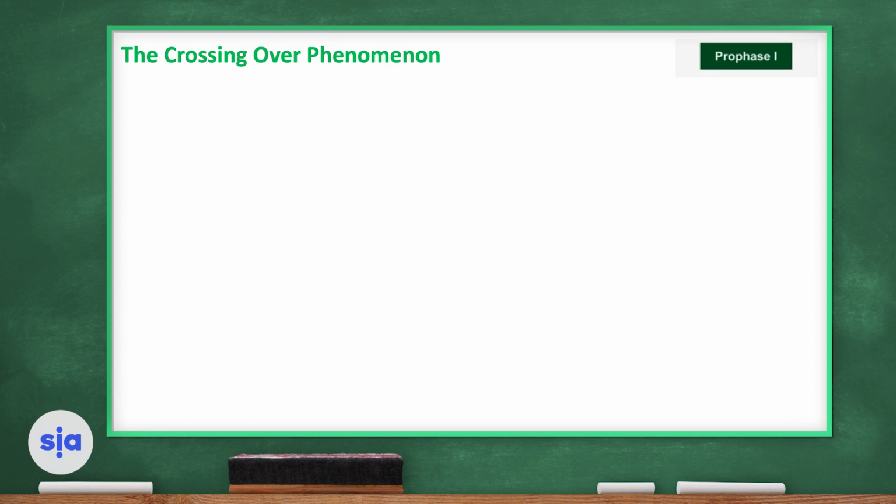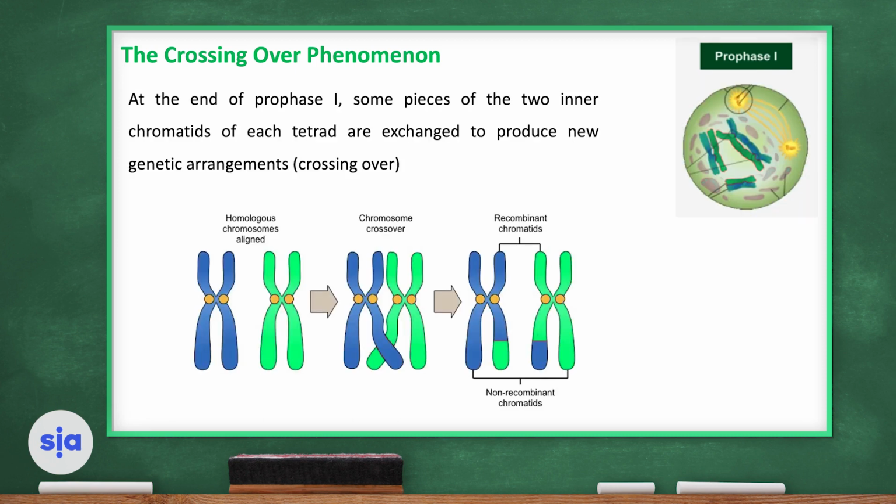The crossing over phenomenon. The crossing over phenomenon takes place in prophase 1. So in meiosis I, in the prophase stage. At the end of this stage, some pieces of the 2 inner chromatids are exchanged together. Why? Why are chromosomes exchanging parts? To produce new genetic arrangements. This is called crossing over.